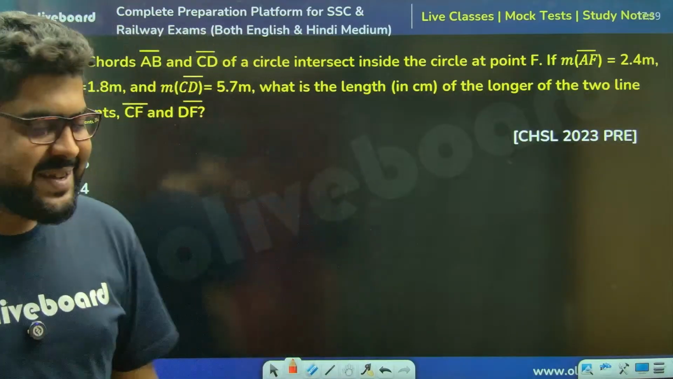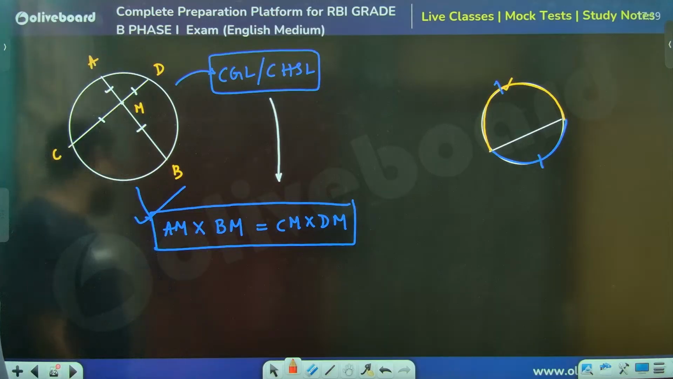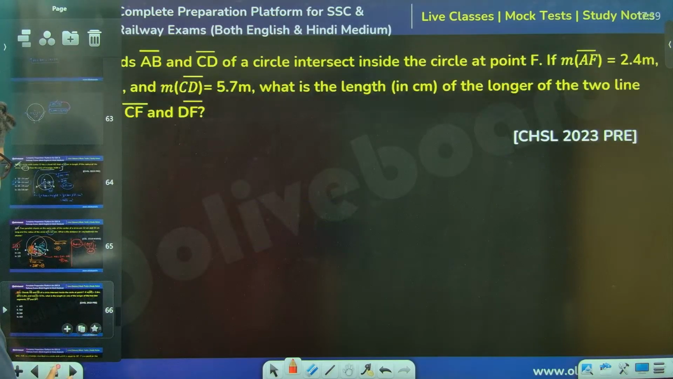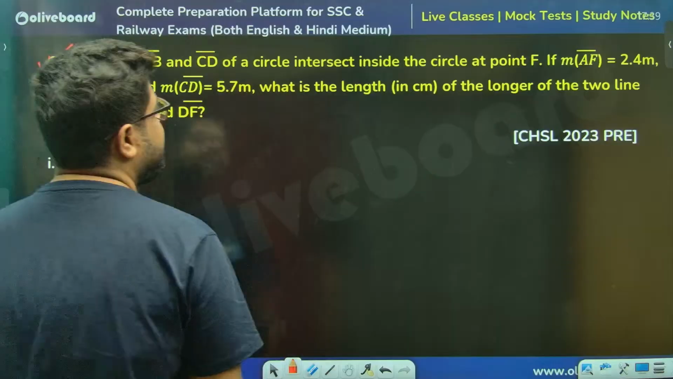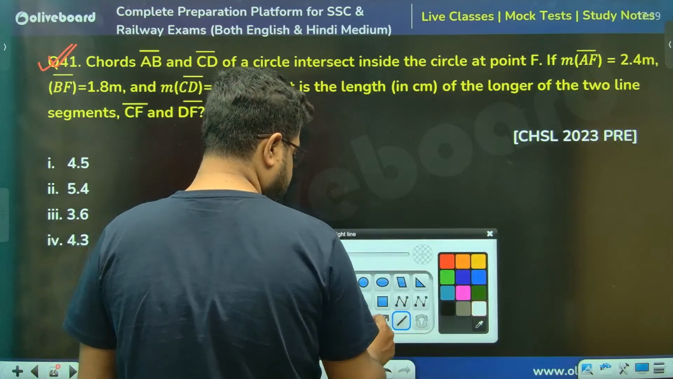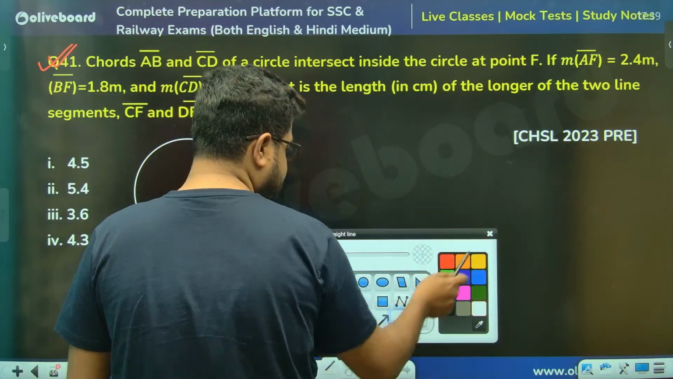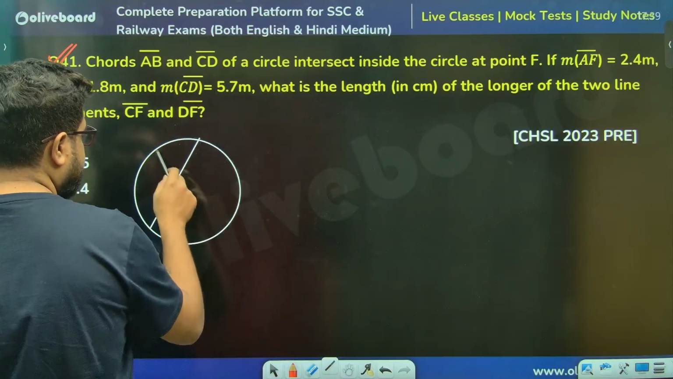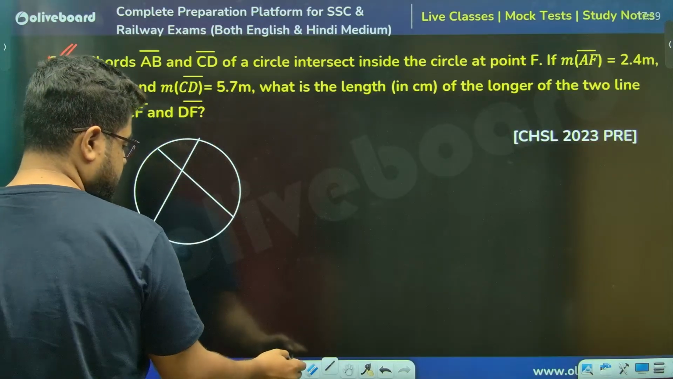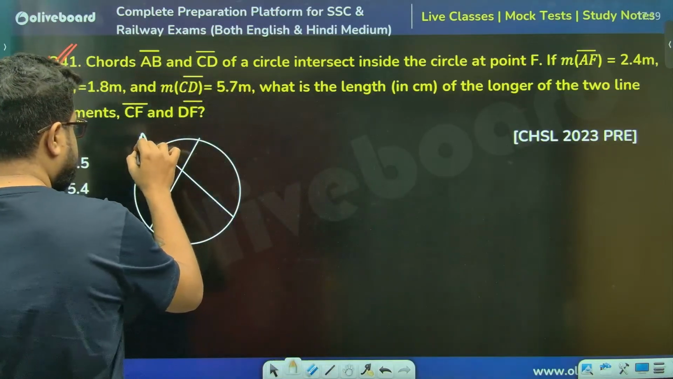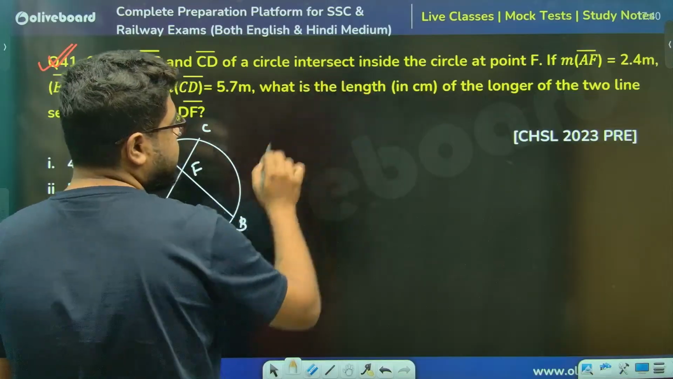We have discussed the property here. This was the property, I guess. Let's see, I guess quadratic. This type of question sometimes gives you a quadratic. Let's see. AB and CD. So this is AB, this is CD, and they are intersecting inside the circle at this point F.